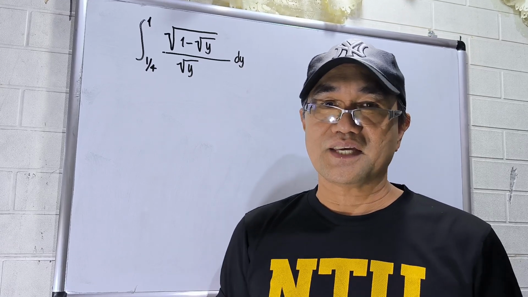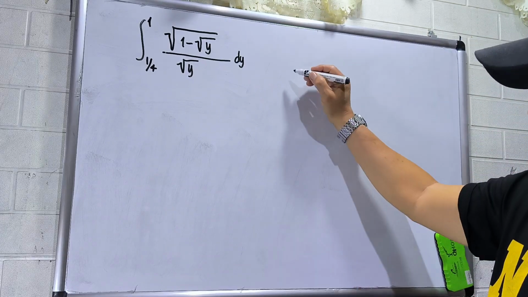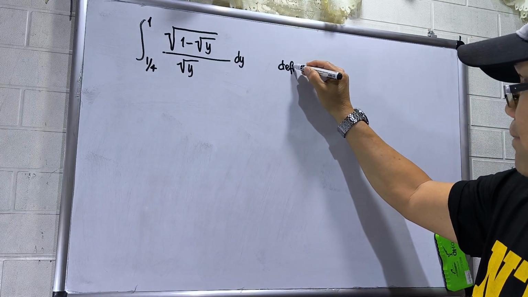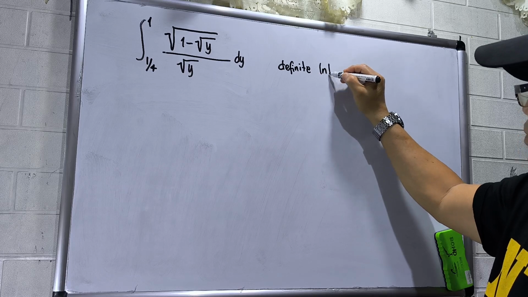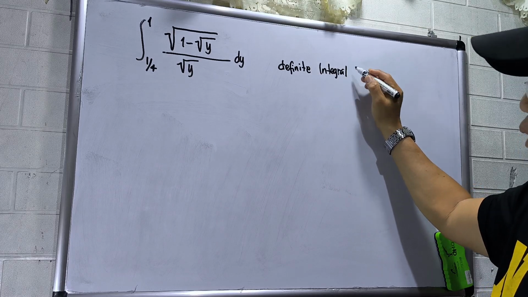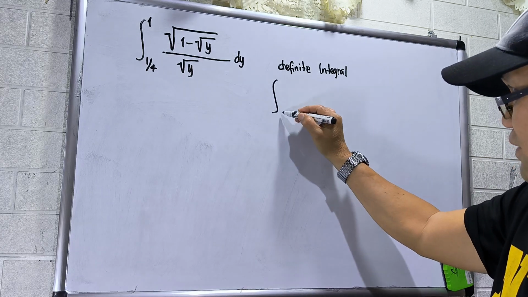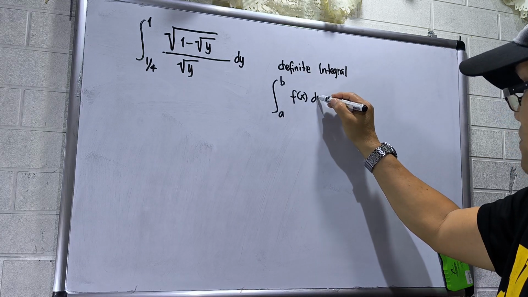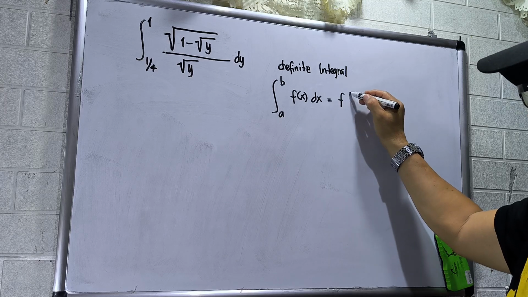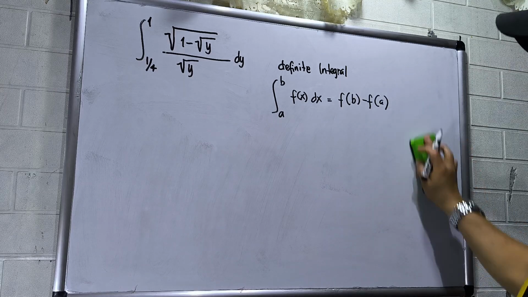Hi guys, my topic today is about definite integral. When we say definite integral, there are two limits, so we have the lower limit and then the upper limit. So from a to b, the integral of a function of x with respect to dx is equal to F of b minus F of a. So let us solve this one.